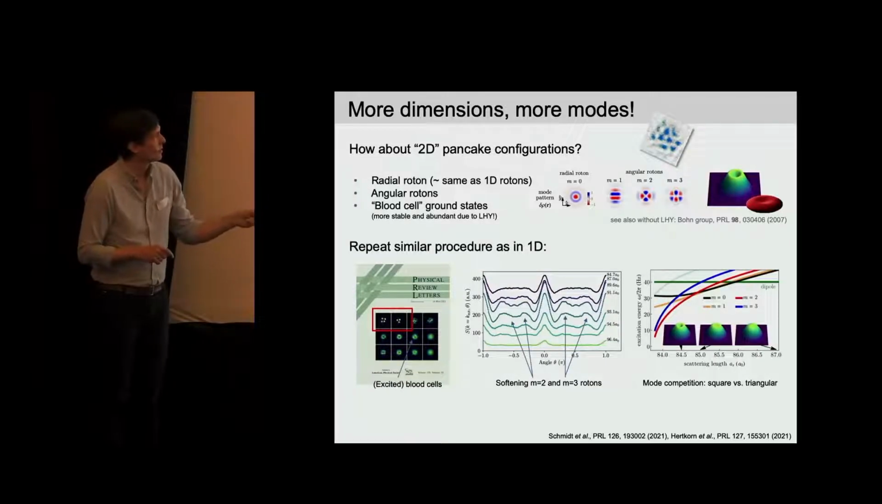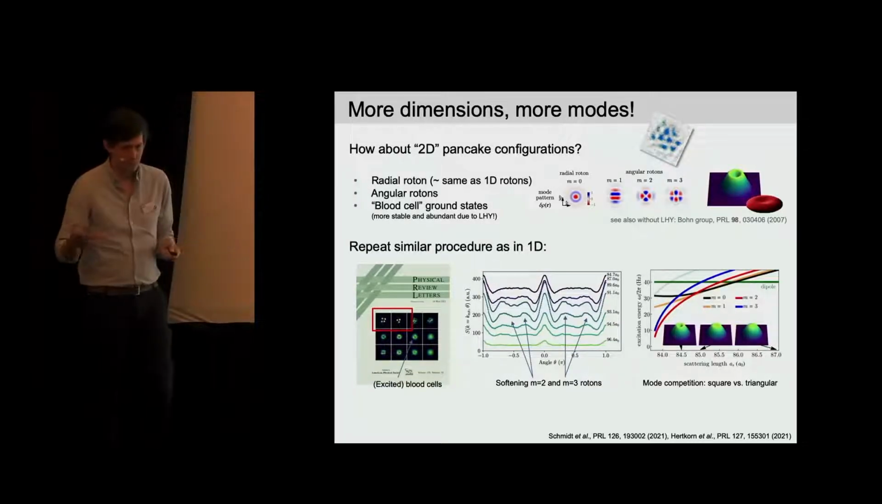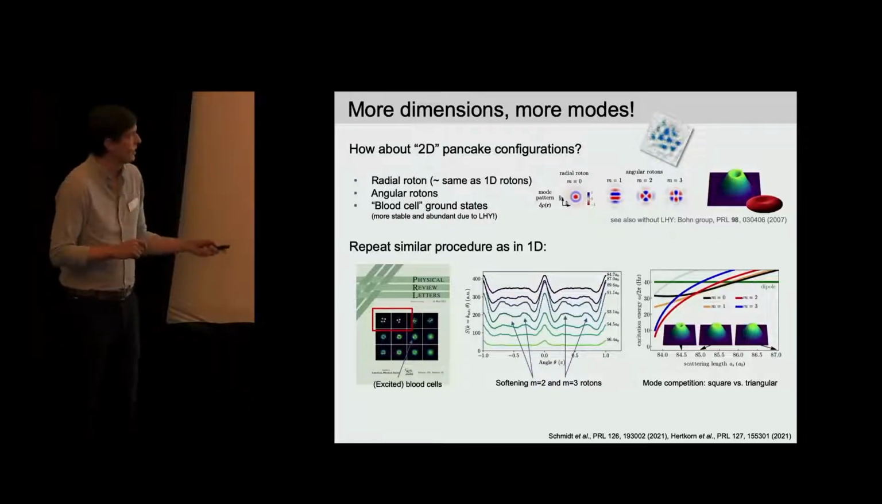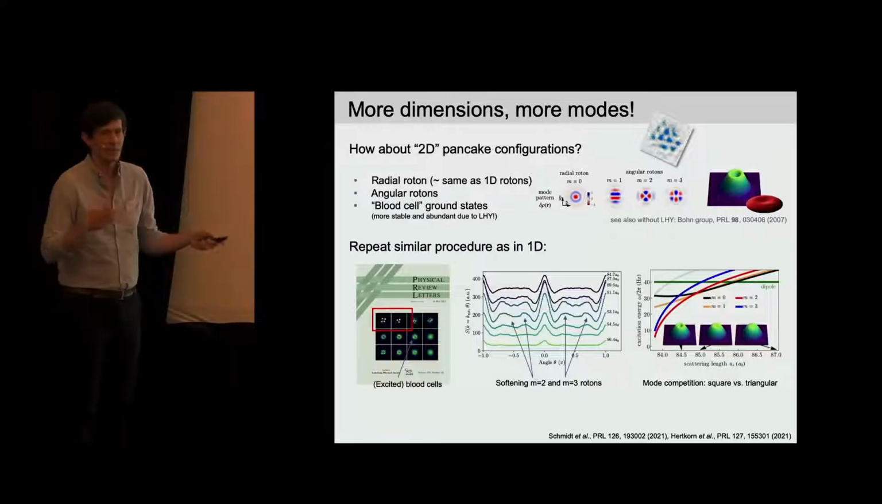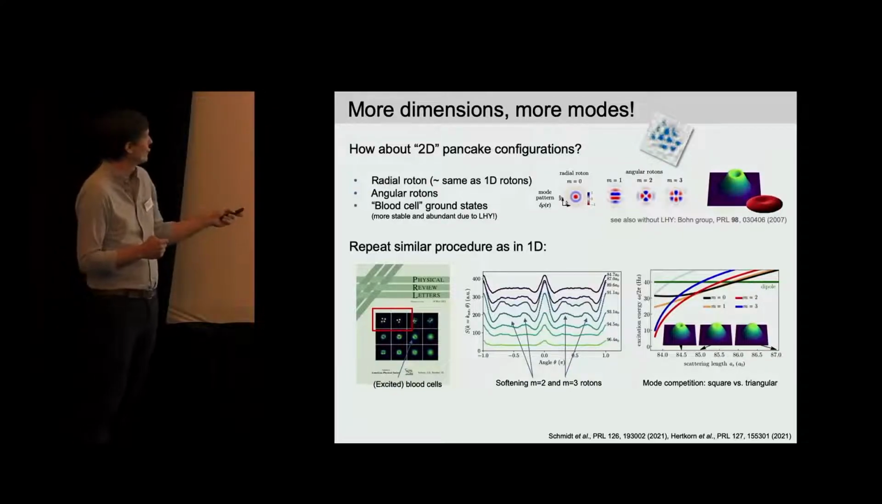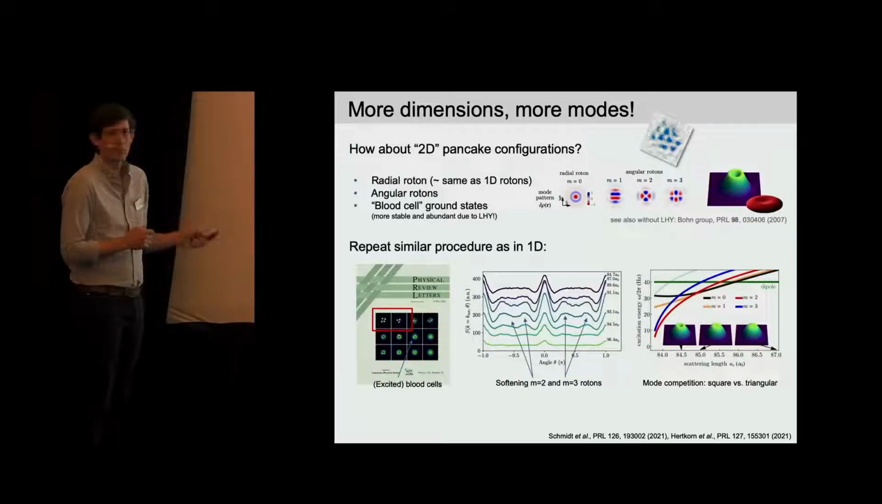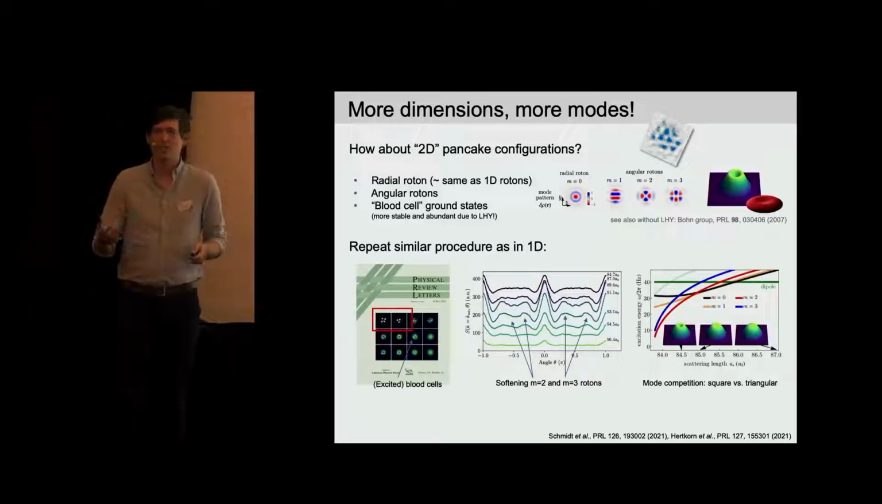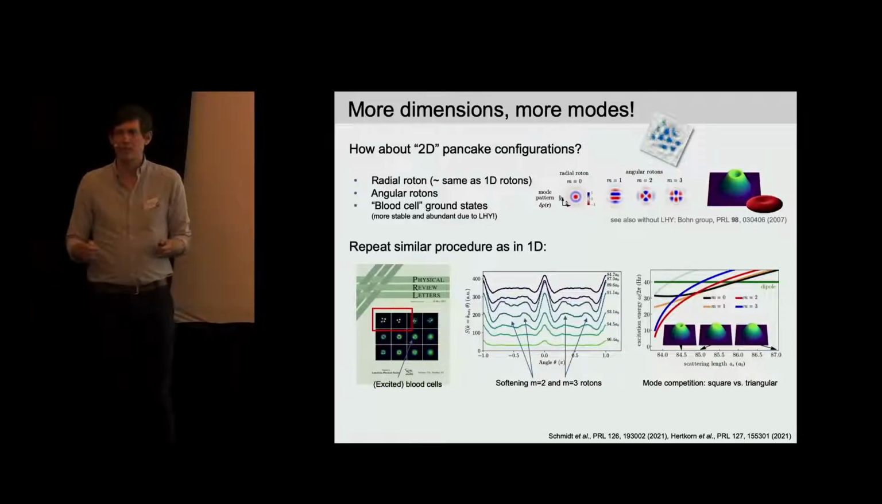And this also agrees with calculations that we do, again with Bogoliubov-de Gennes. And you see there's now sort of a mode competition between the M equal to 2 and M equal to 3 rotons. One is actually a triangular lattice and one is a square lattice. And so it's actually very hard to get into a ground state here, because this time it doesn't fit.